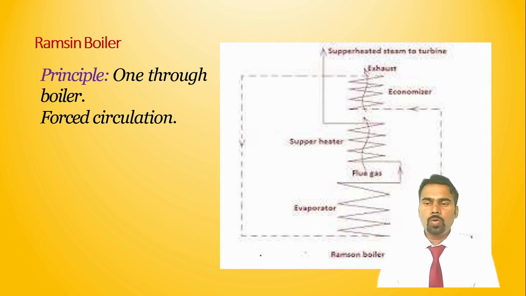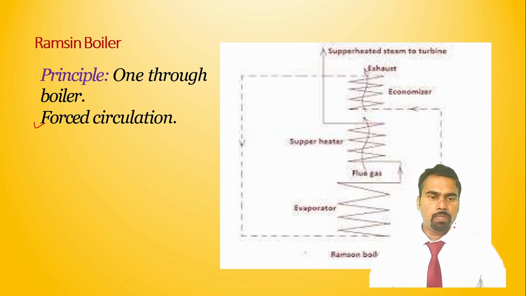Then the next point is the Ramsin boiler. This is one simple type of boiler, but this is a high pressure boiler, or we can categorize it as a once through boiler. Then a forced circulation type of boiler. Why forced circulation? Because for circulating the water, a feed pump is used, right? Then I will explain its components and then the working, right?